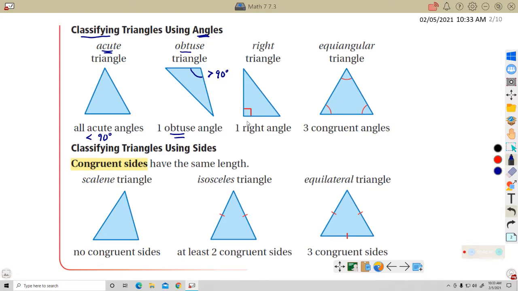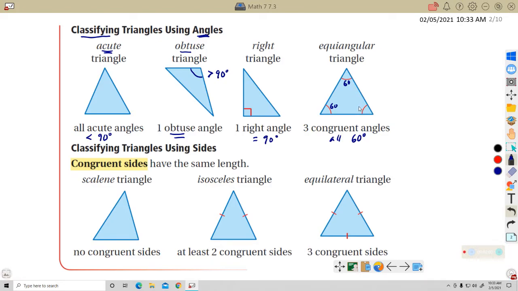A right triangle has one right angle, which is equal to 90 degrees, of course, and we use the little square thing here to notate that it is a right angle. An equiangular triangle has three congruent angles, and these all have to equal 60 degrees. Okay, these are all 60 degrees.